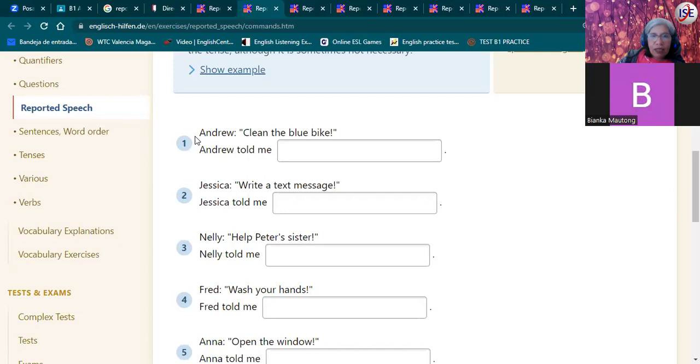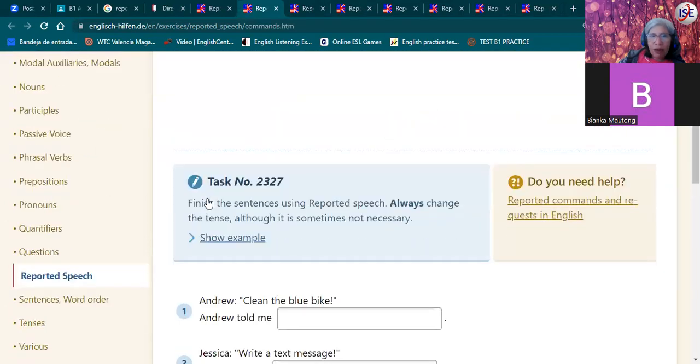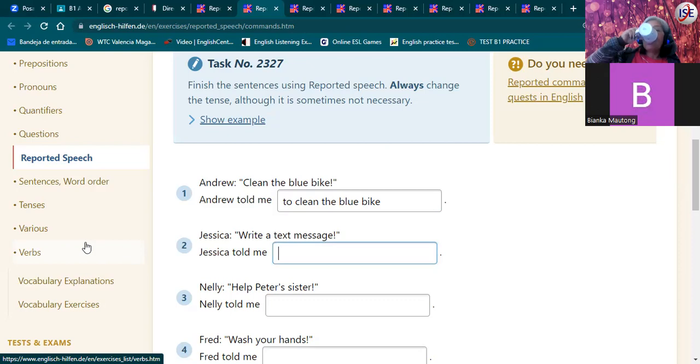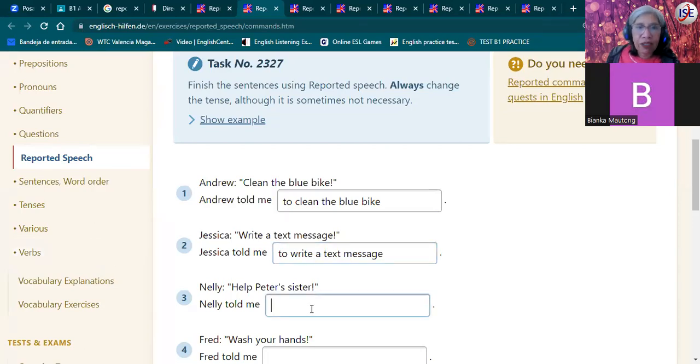Okay, these are the commands in affirmative, okay? Remember that when we have the command, and you told me to clean the blue bike. Why? Because when we have commands, we just write to, okay, to and the rest of the command. To clean the blue bike. Okay. Jessica told me, write a text message. To write a text message. Okay, to write a text message. Help Peter's sister.